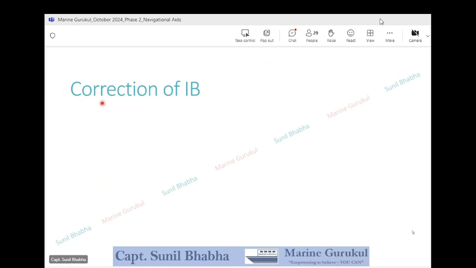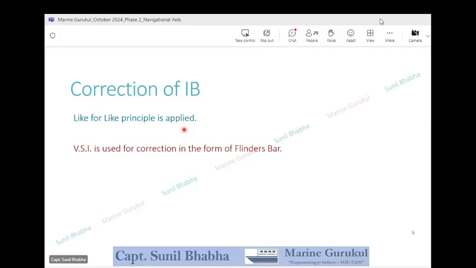Let's now discuss the correction procedure, the concept behind the correction of induced B. We use the like cures like principle. That means permanent deviation is corrected using a permanent magnet. Induced deviation is corrected using an induced magnet. Now, since this induced B is generated because of magnetism in the vertical soft iron, we will use soft iron for correction of induced B. So vertical soft iron is used for correction, and it is used in the form of a Flinders bar.